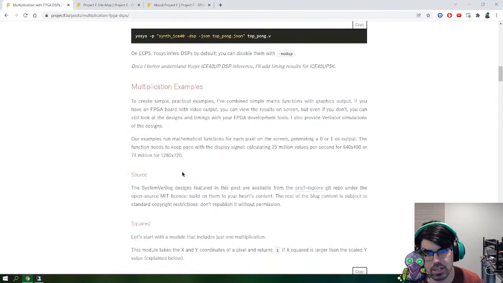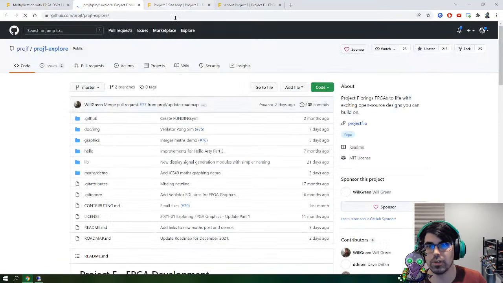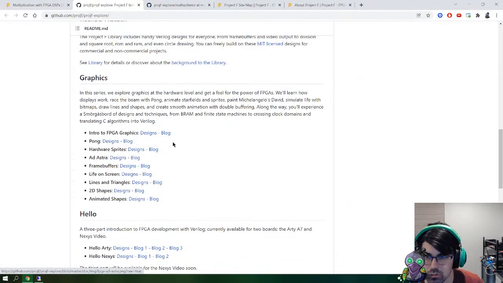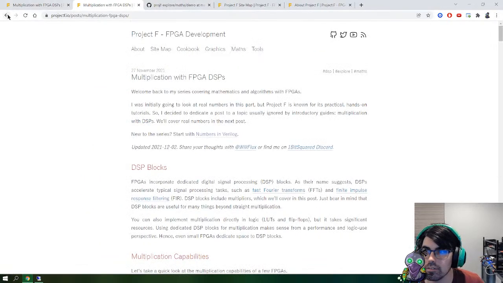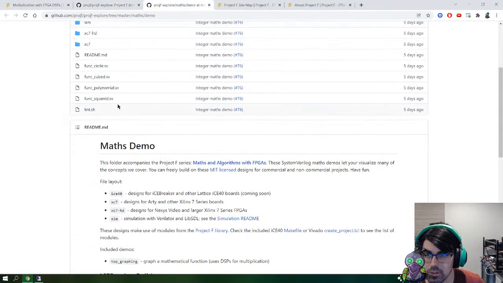Multiplication examples, to create and practice examples that combine simple math functions with graphic outputs, if you have an FPGA board. The design features in this post are available in the Project F git repo under the MIT license. Okay, let's take a quick look at this. I think it's under his math demos. Hello, math multiplication. Oh no, that's just, these are the math demos. Yes, so these math demos.